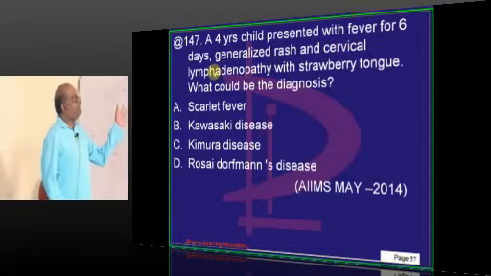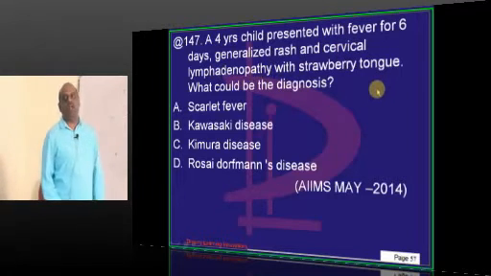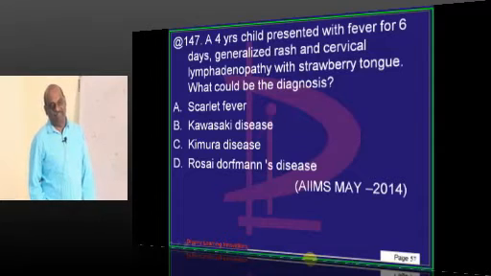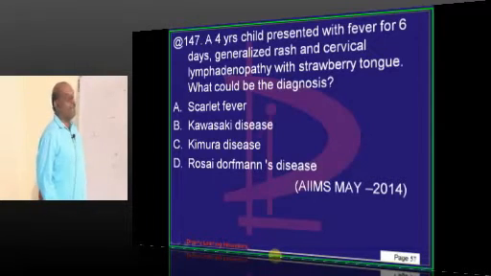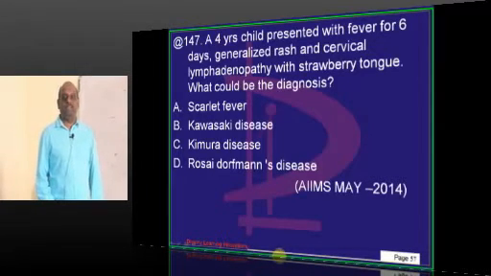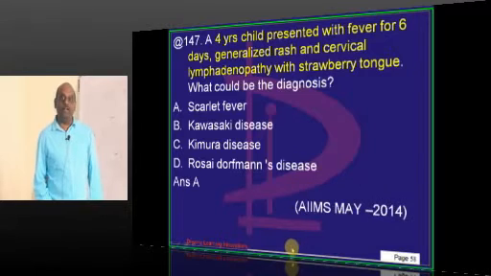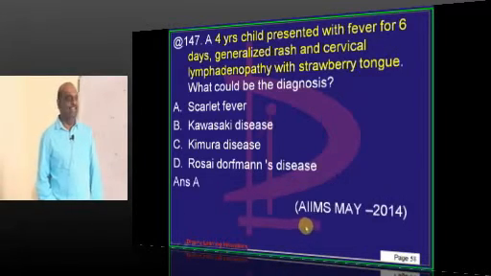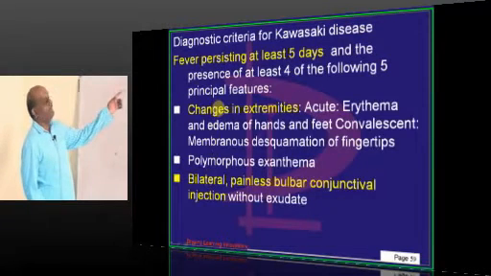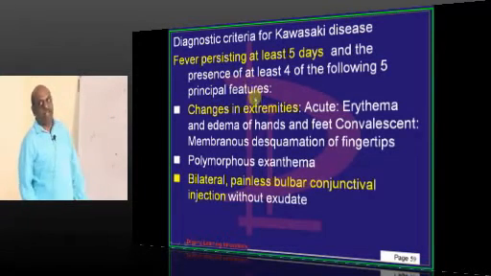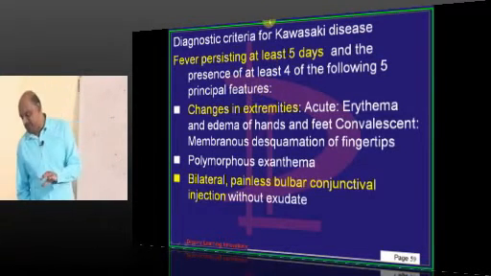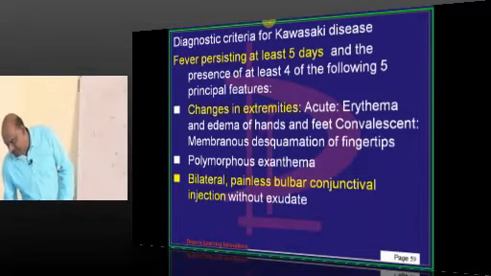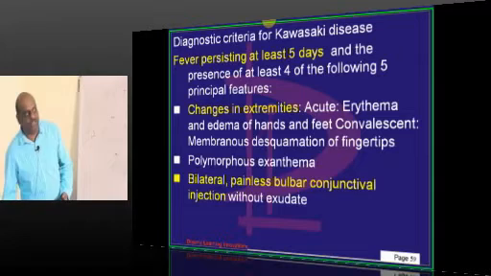Then a 4-year-old with fever, cervical lymphadenopathy, strawberry tongue. Generally we are tempted to answer Kawasaki. Also possible is what? Scarlet fever. Which one do you want in your patient? Scarlet is easier. So doctor, there are diagnostic criteria to diagnose Kawasaki disease.